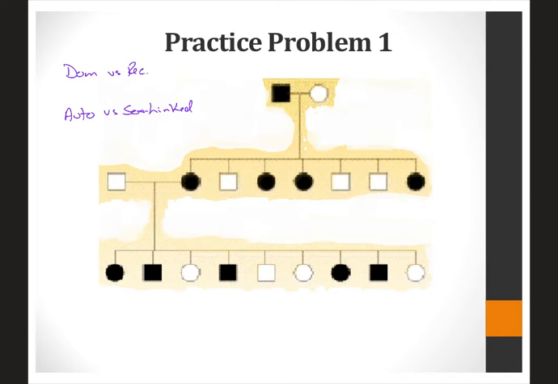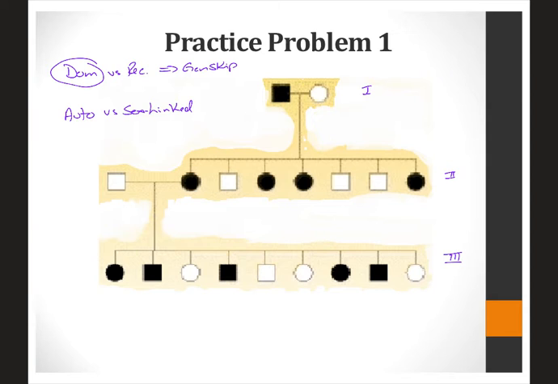Okay, for this practice problem, the first thing you want to check is whether it is dominant versus recessive, and then see if you can find the pattern of autosomal versus sex-linked. If you're looking at dominant versus recessive, always ask yourself, is there a generational skip? If we take a look, there's an affected person in generation 1, several affected in generation 2, and many affected in generation 3. So we can almost assume that this is definitely dominant.